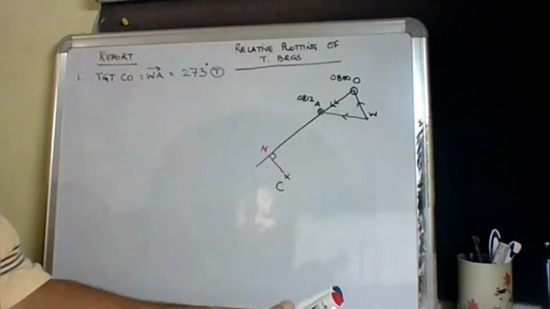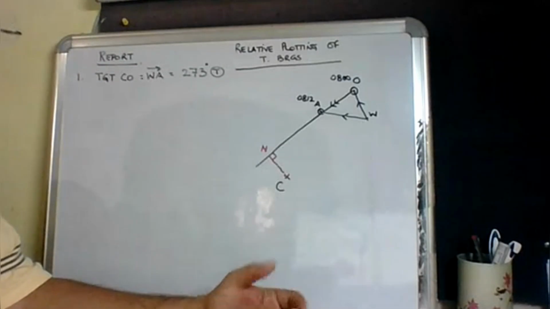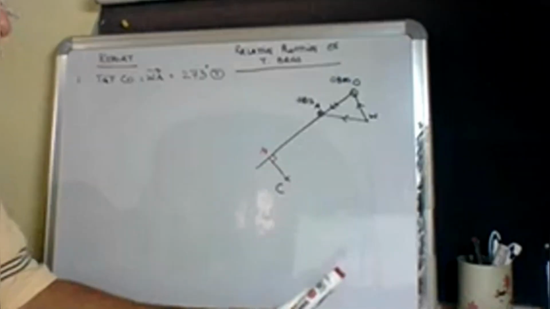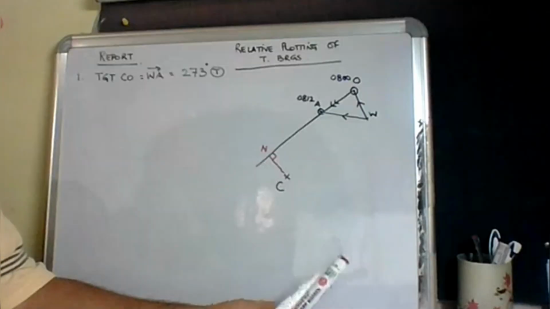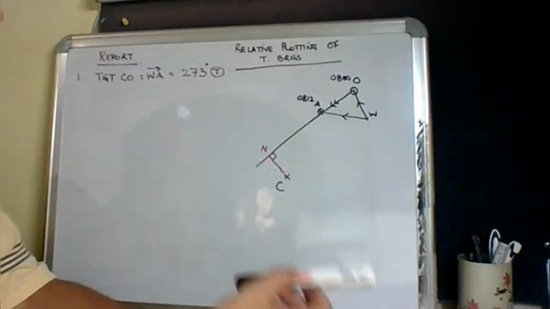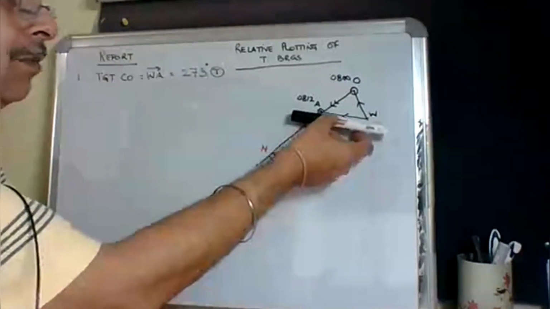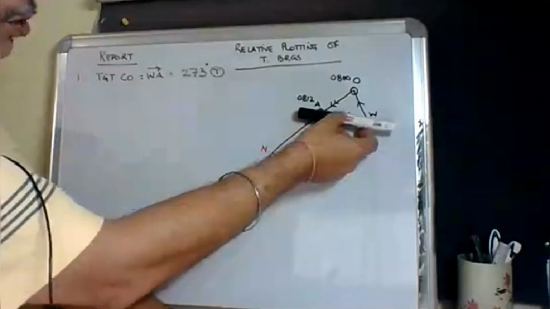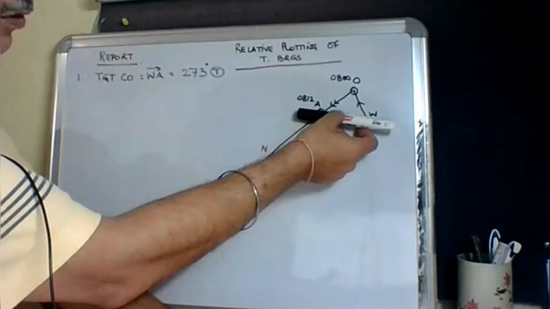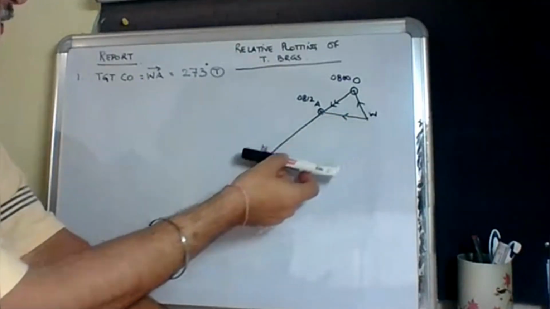276 is also okay. So only thing is you have to try. 271, that's also okay. So you have to try and minimize your error. How do you minimize your error? Put your roller ruler in the center of WA and then you transfer it.